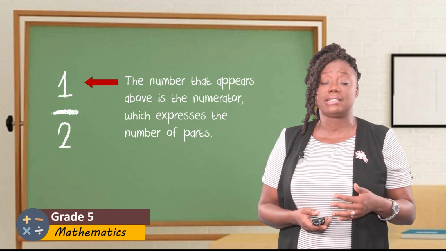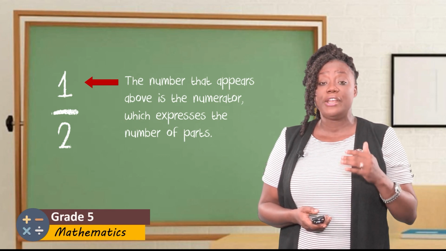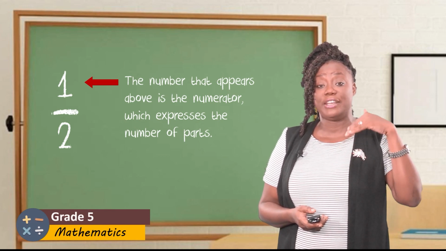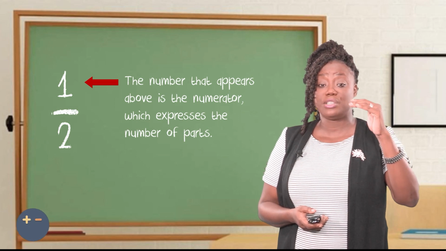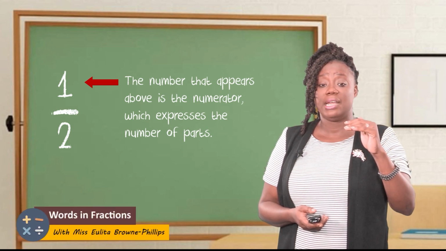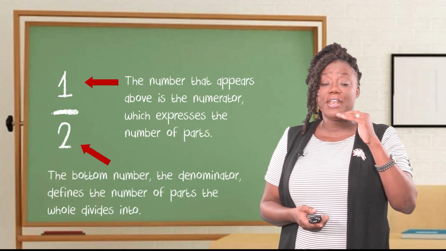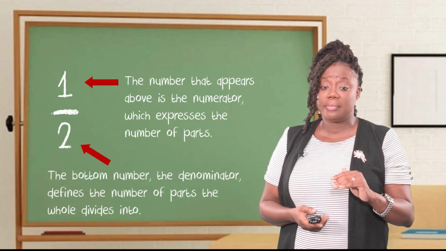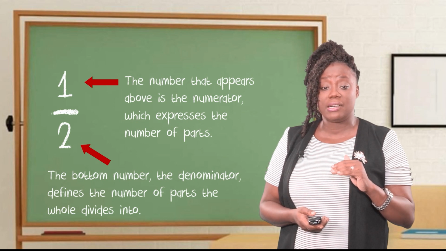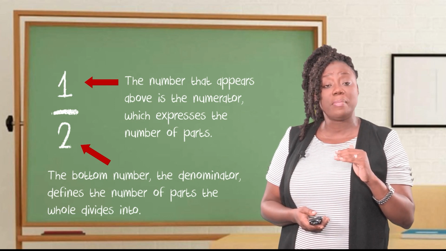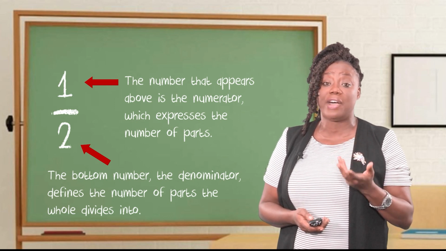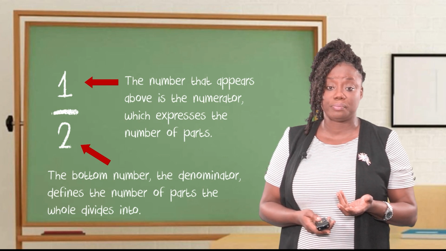Fractions consist of two numbers. The number that appears at the top is the numerator. It expresses the number of parts. And the number at the bottom, the denominator, defines the number of parts the whole divides into.